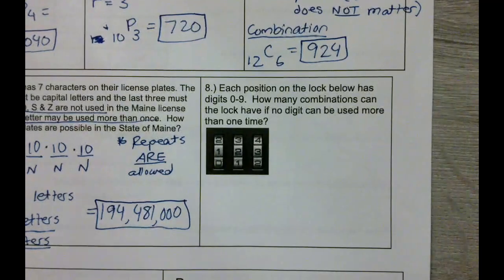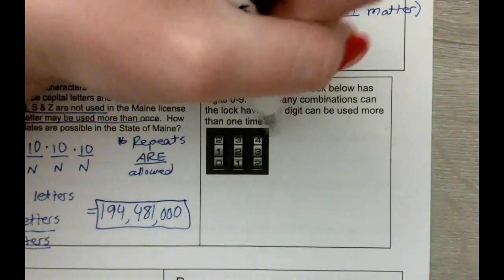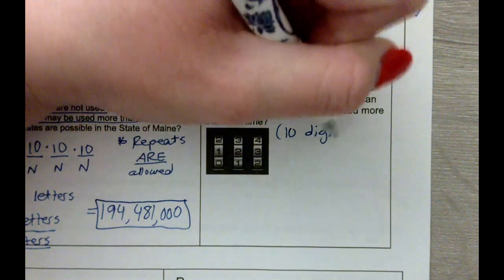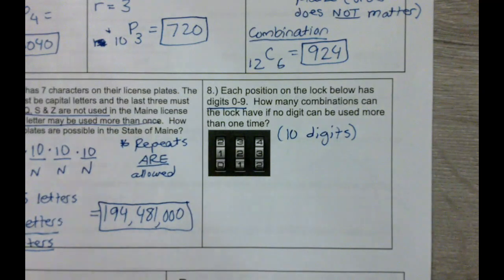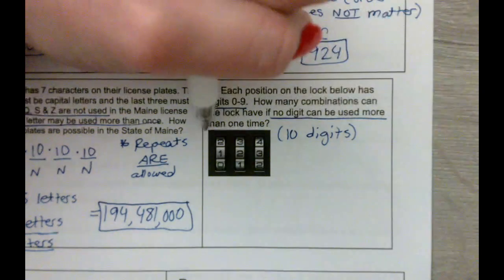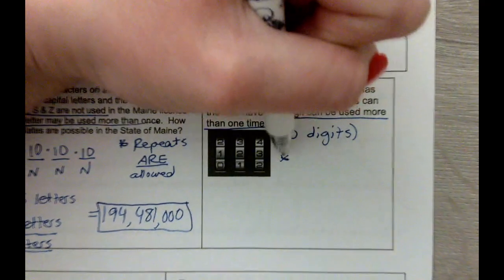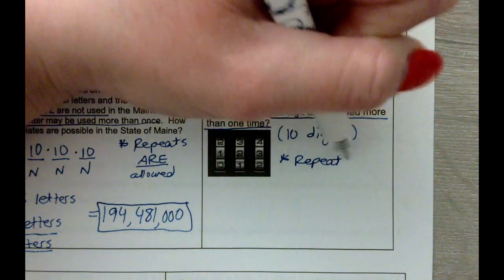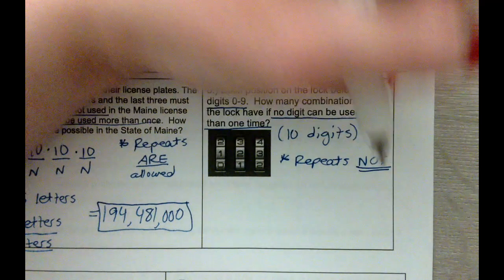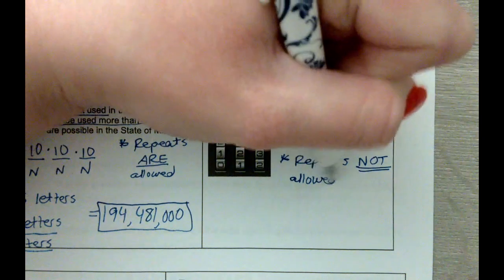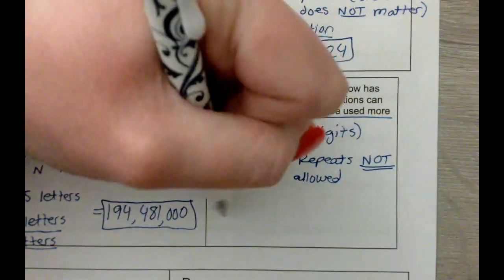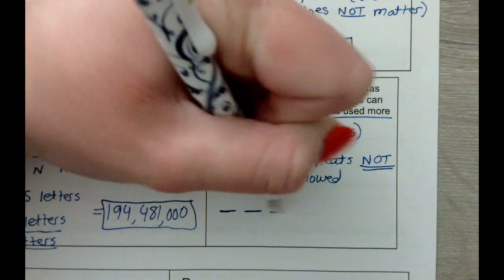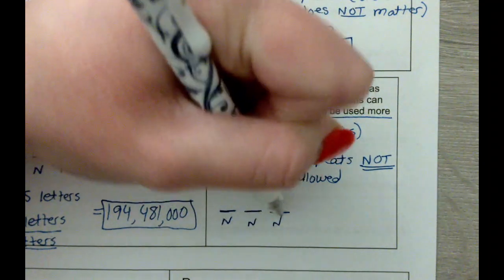Number 8. Each position on the lock below has digits 0 through 9. So again, you have 10 digits. How many combinations can the lock have if no digit can be used more than once? Repeats not allowed. That changes things. So we have a 3-digit combination lock here. So 1, 2, 3. Got numbers in here.